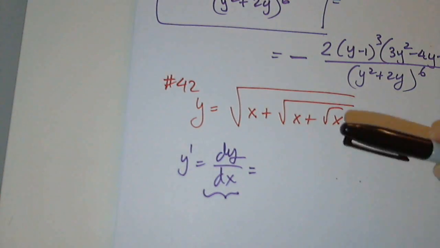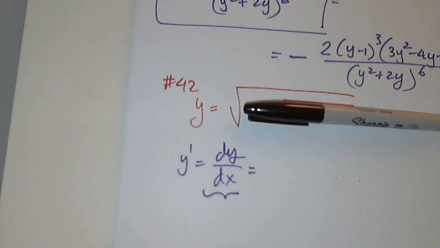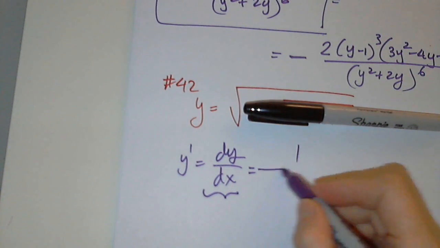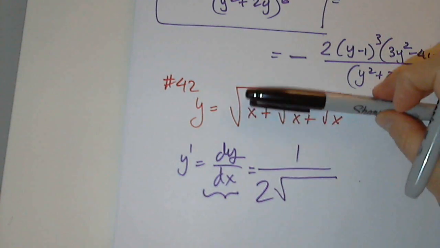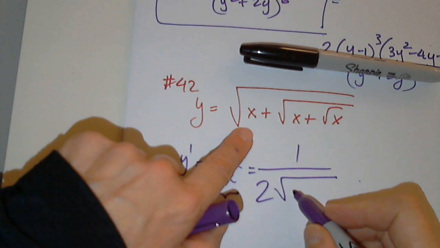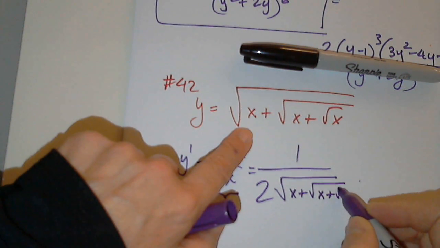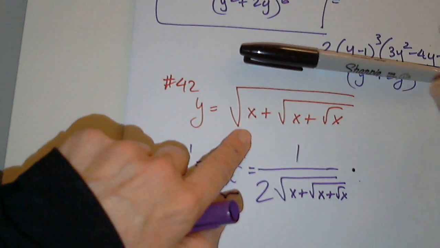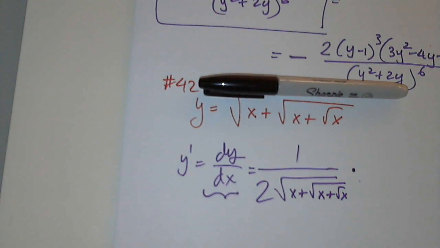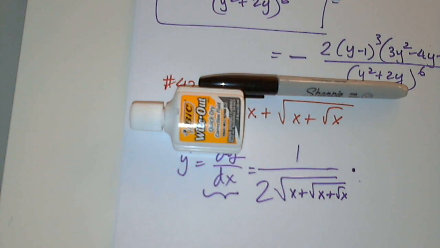And this is how I show it to my students. So I differentiate a square root of a function. What will you tell me to write? 1 over 2 the square root of the function. Now I look, it's x plus the square root of x plus the square root of x, times the derivative of this function.